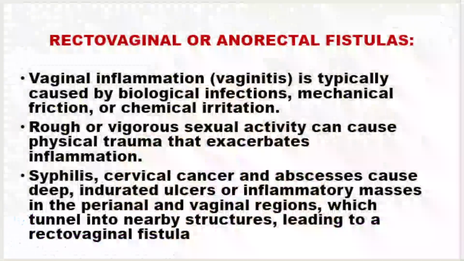And the combination of these three areas can also happen among prostitutes. And what do we call this? Rectovaginal and anorectal fistulas. How do they happen? Because of rough and vigorous sexual activity among prostitutes, because of excess inflammation, what we call vaginitis, the physical trauma as a result of that, the infections coming as a result of sexual excesses, and the mechanical friction, and also the chemical irritation, will cause the three parts to adhere together, sometimes forming a fistula, or we have the rectum and the urethra.